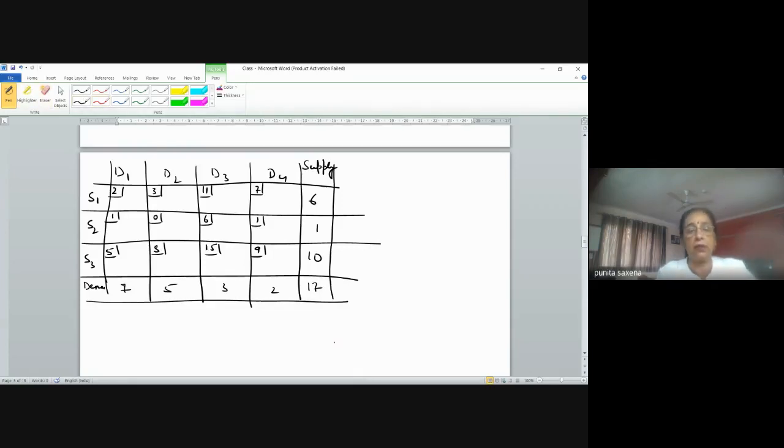Now, what we are going to do here is compute the penalties for rows and compute the penalties for columns this way. Now, how do we compute the penalties? As I said, the difference between the least cost and the next least cost.